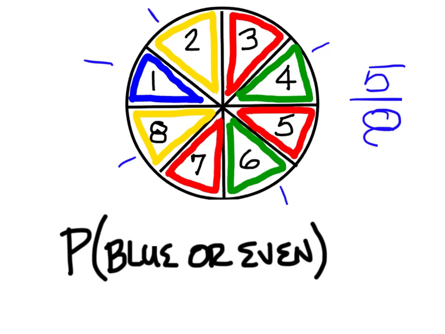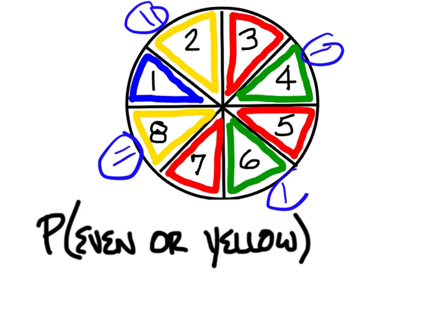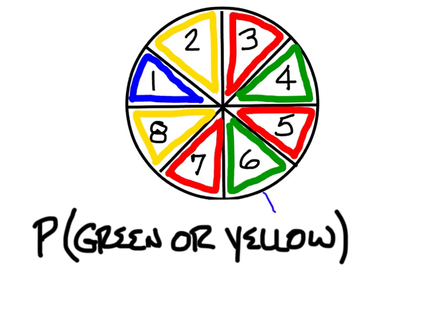This one, here are the even ones. 2, 4, 6, and 8. But now you have to mark off the yellow ones too. There and there. They're marked twice, but just count them once. 1, 2, 3, 4. So 4 over 8 ends up being 1/2. This one, you have green, 2 of them. And then yellow, 2 of them. 4 of them means it's 1/2.